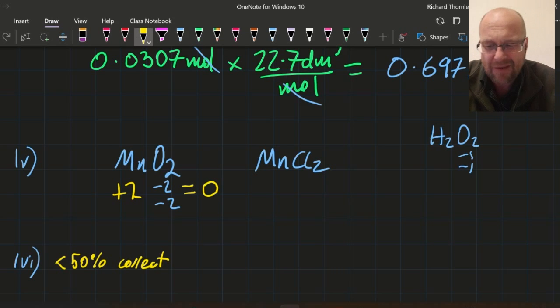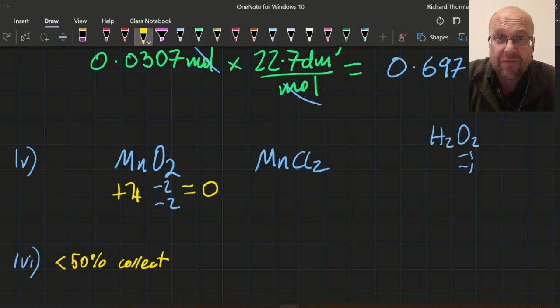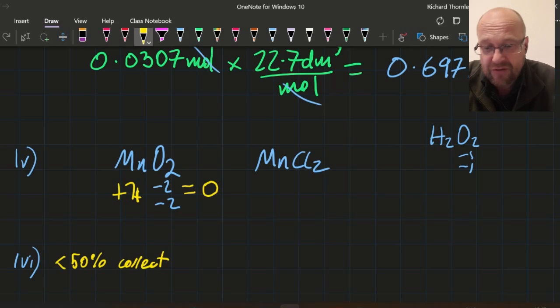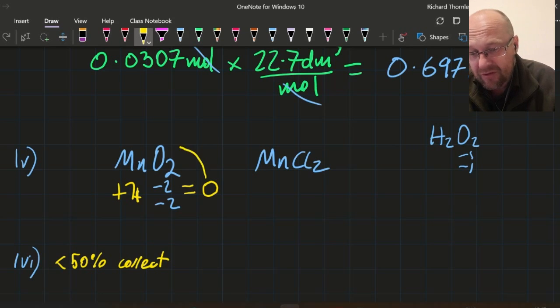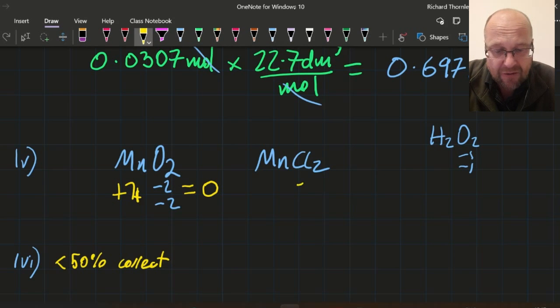How do I know it's 0? +4, idiot. How do I know it has to be +4 there? How do I know they all equal 0? Well, whatever the charge is, that's what it finally equals. And there's no charge, so it's going to be 0. Chlorine is a halogen, and that's going to be -1, probably, leaving manganese as +4.